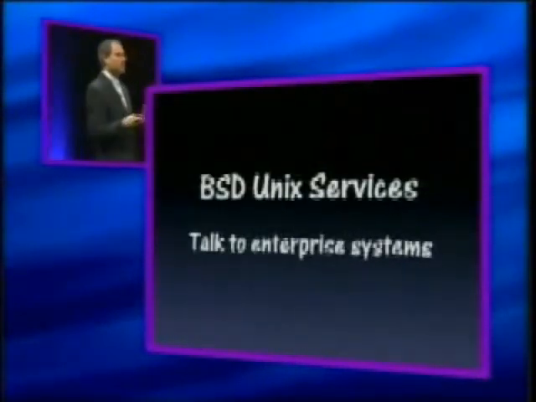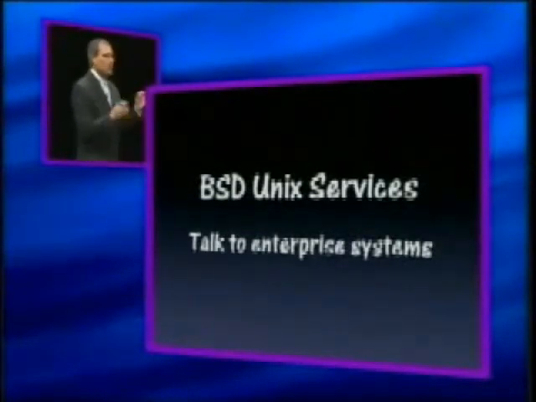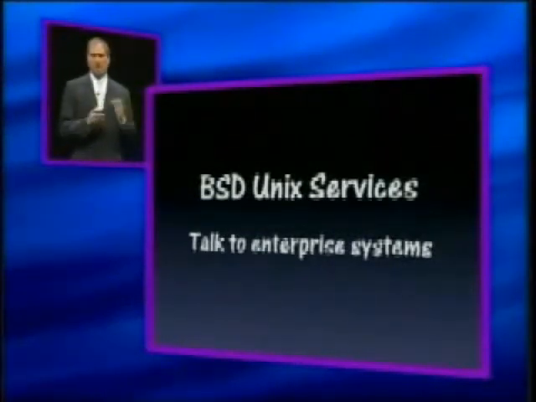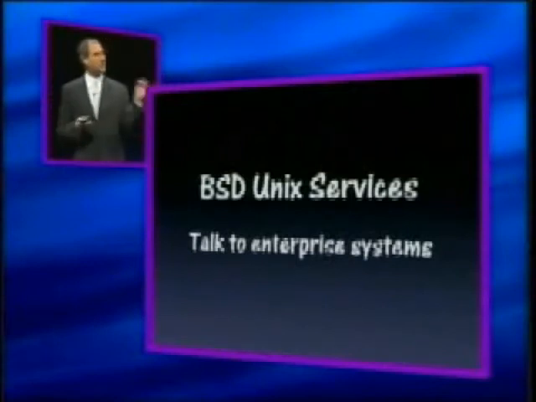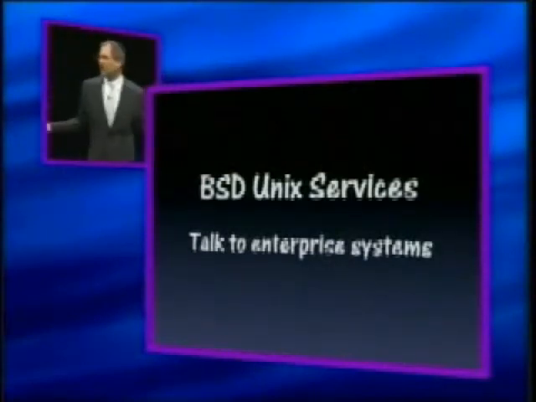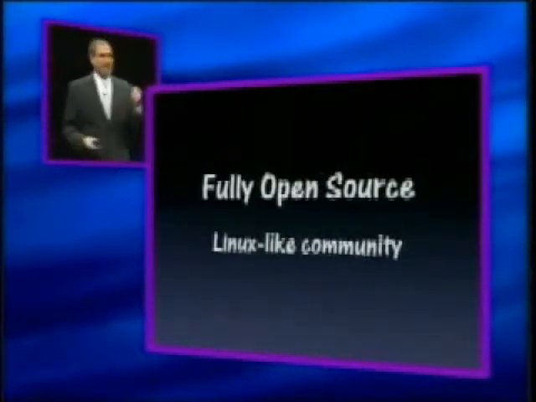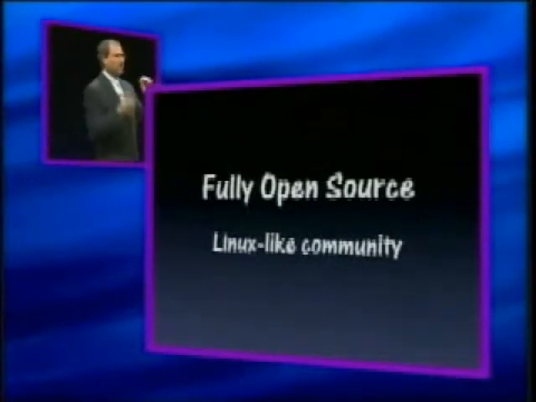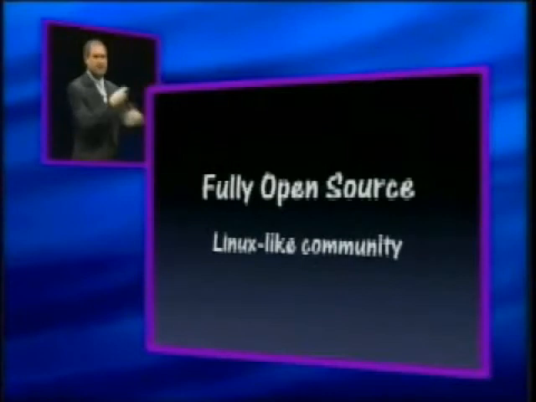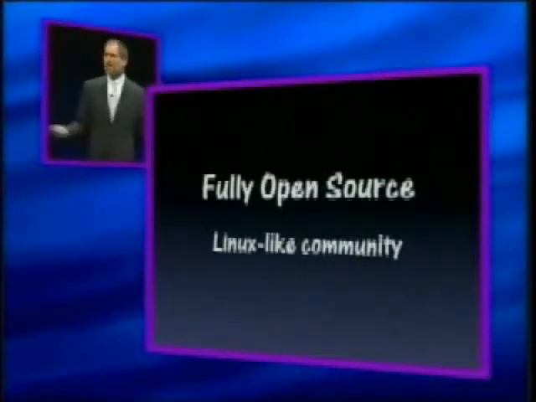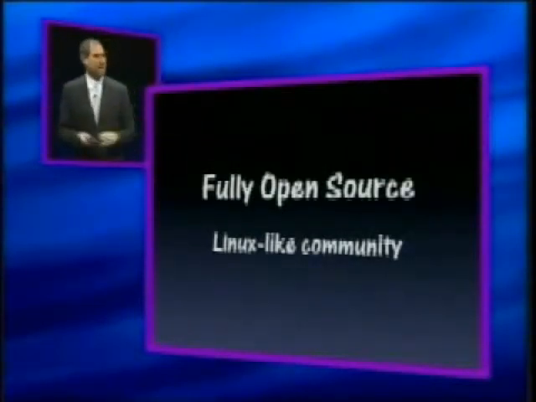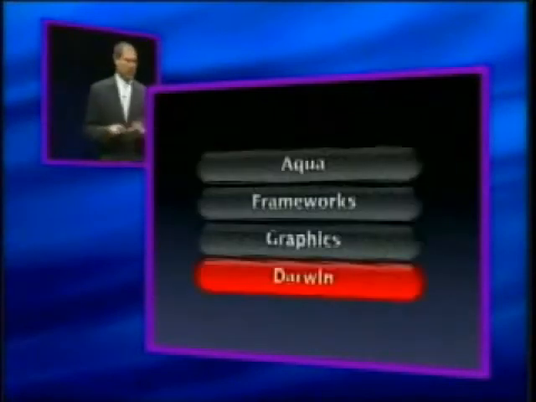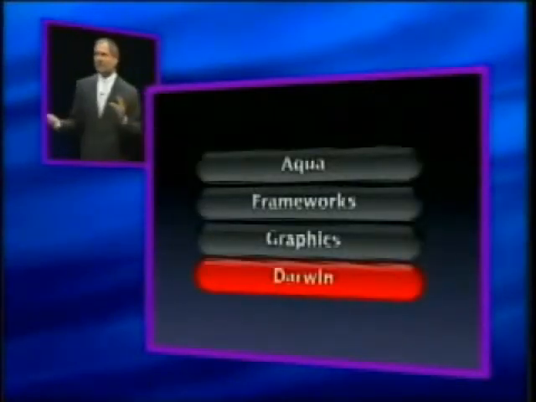We have BSD Unix services. This is a true Unix machine. We have BSD Unix, so you can talk to enterprise systems, you can talk to the rest of the world. Fully open source. We have open sourced Darwin. So we have a Linux-like community already making major contributions to Darwin that we're incorporating back into macOS 10. So that's Darwin.